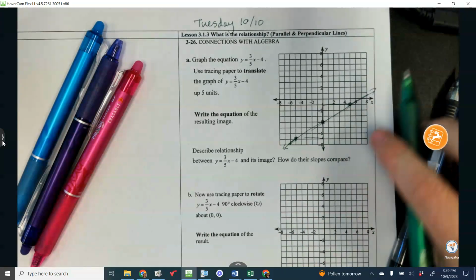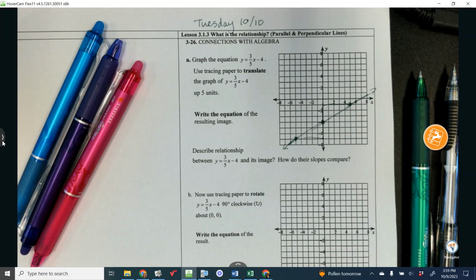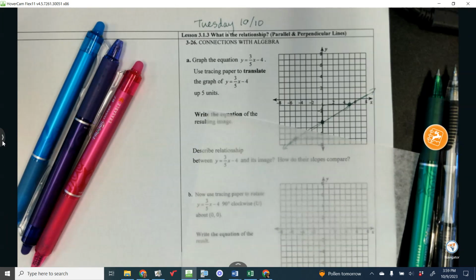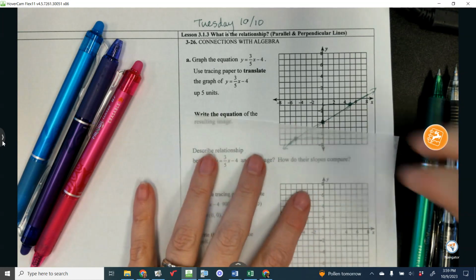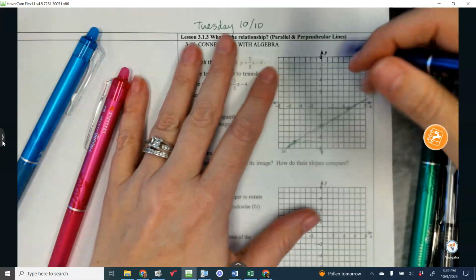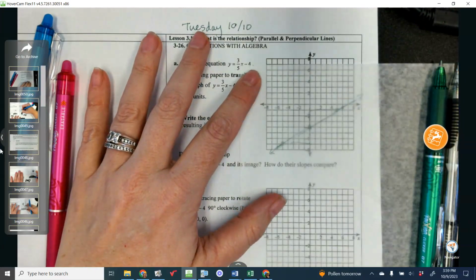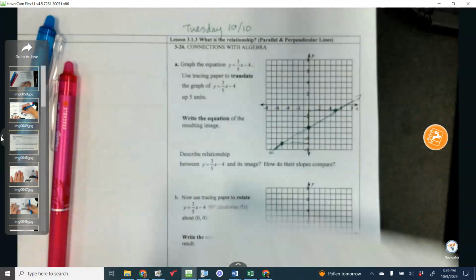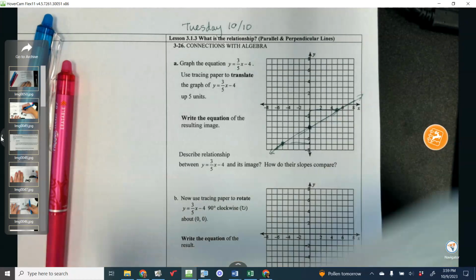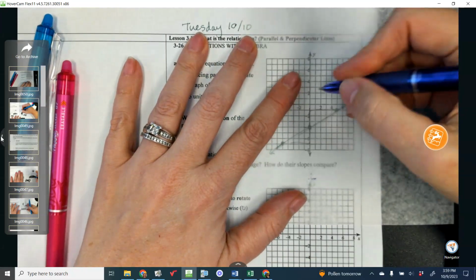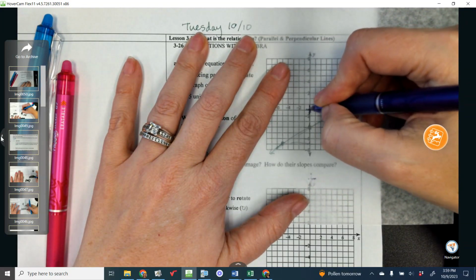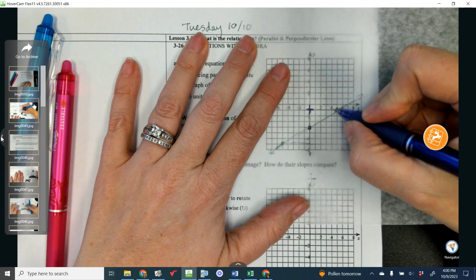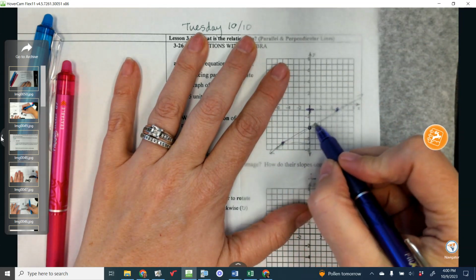Okay. So then we're going to use some tracing paper to move it up 5 units. I have my tracing paper ready to go. Put it on here. There's my y-intercept. I put it on the shiny side. Okay. So there's that. So I've traced the line here onto the patty paper.